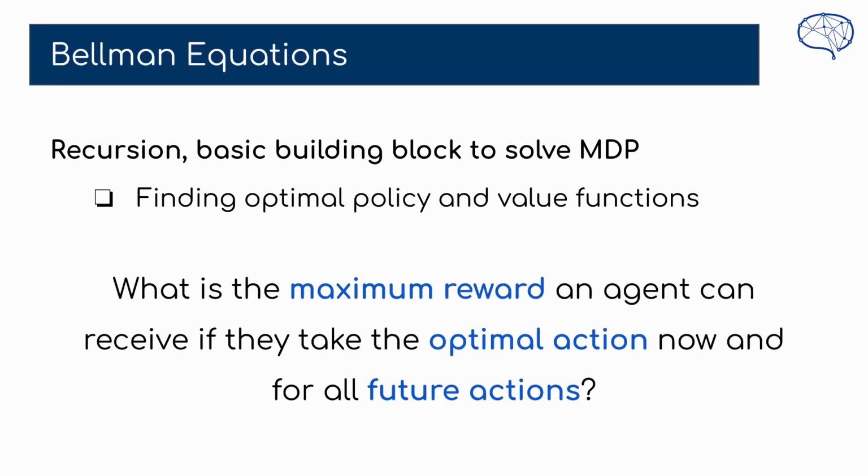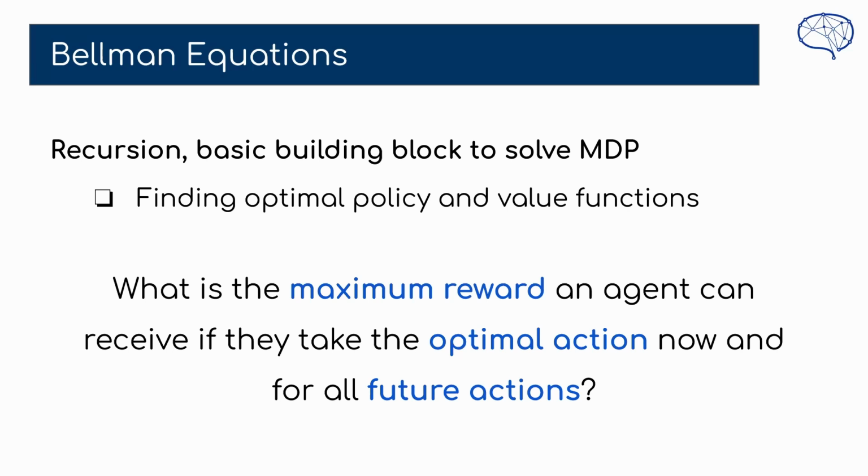And the main question it's answering is: what is the maximum reward an agent can receive, assuming they take the optimal action now, in the stage that you're currently in, and for all future actions? So we want to find an optimal policy. We're trying to find the best policy so that the agent can get the best reward at the end.